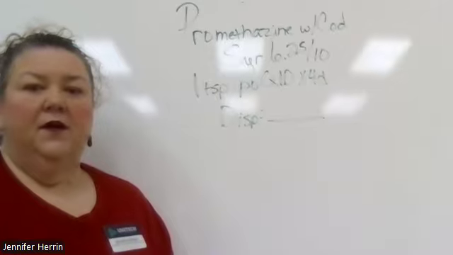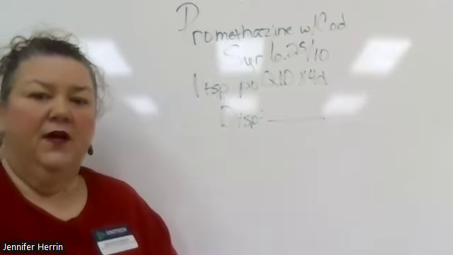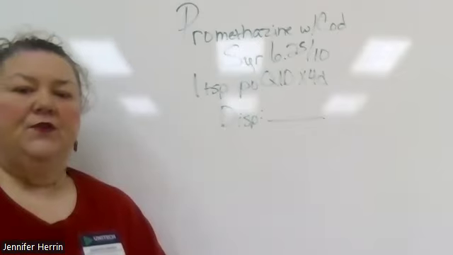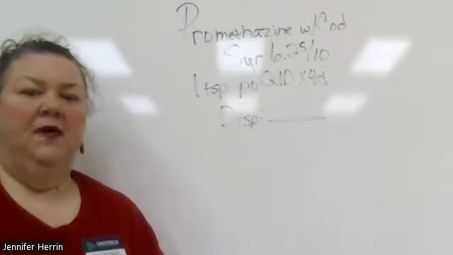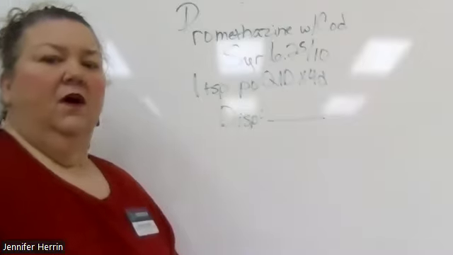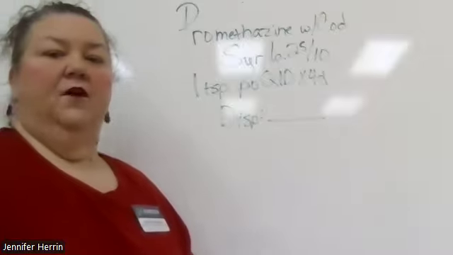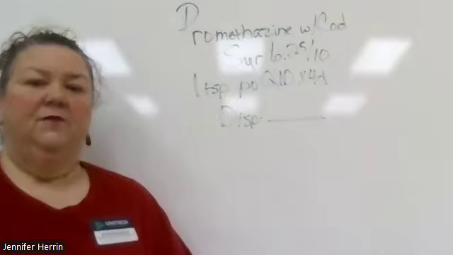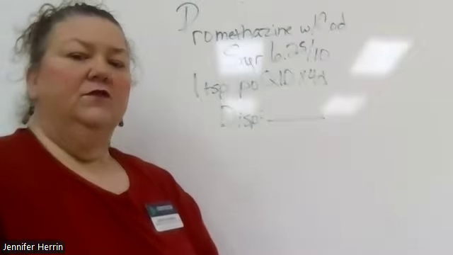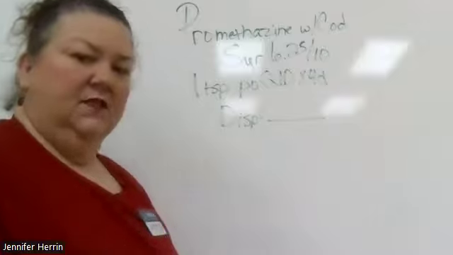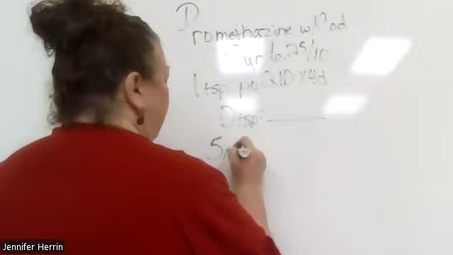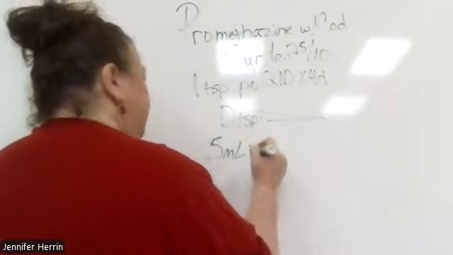Okay, our next example, we're going to use a liquid. I have promethazine with codeine syrup, 6.25 milligrams per 10 milliliters. The directions read for 1 teaspoon PO QID times 4D. So again, we're going to use that formula of dose times frequency times duration. So my dose in this case, we're going to go ahead and convert that to milliliters. So how many mLs is 1 teaspoon? 5 milliliters, right?